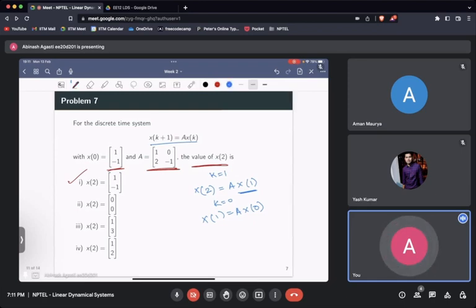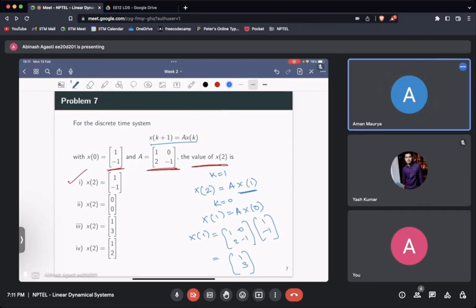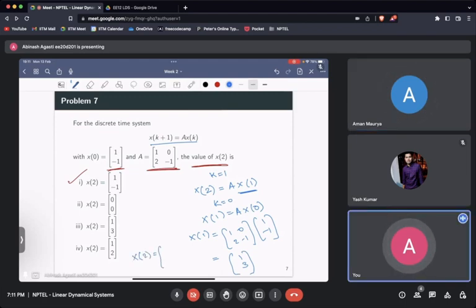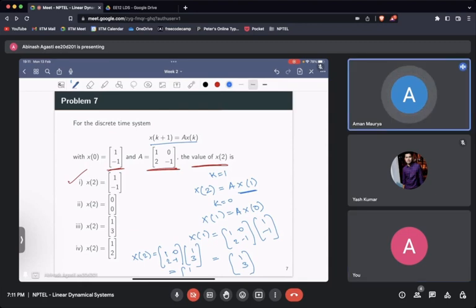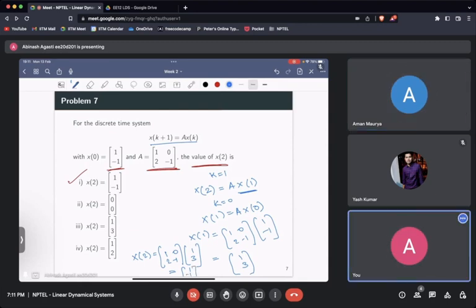Okay, let us just solve it. So x of 1 is A into x of 0, right? So here we have 1, 3. Is this correct? Okay, then we want x of 2 equal to 1, 0, 2 minus 1, 1, 3. Now what is this? This is 1, 2 minus 3, minus 1. So that's correct. But what if I asked you x of 10? How would you do it?